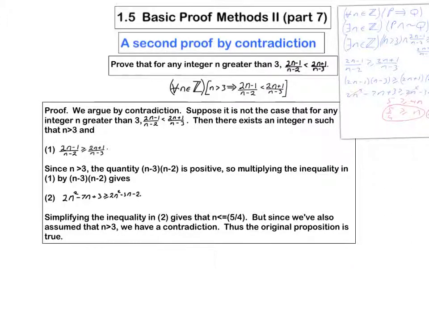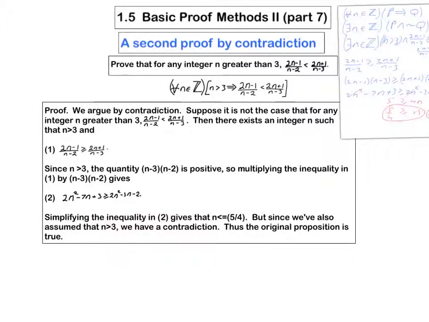And now I'm basically summarizing the calculation that I did in here. So I say, since n is bigger than 3, this quantity is positive, so multiplying the inequality in 1. So that's why I displayed that first inequality, because I wanted to refer to it. Multiplying that by this gives this, right? So that was the calculation that we did before. You don't have to show all the details of the calculation. I think the reader can fill that in for him or herself. So I also numbered that one and put it in a display because now I'm going to refer to it.